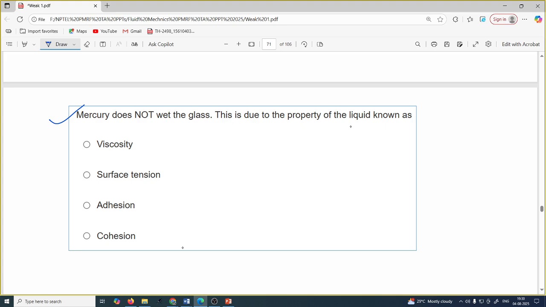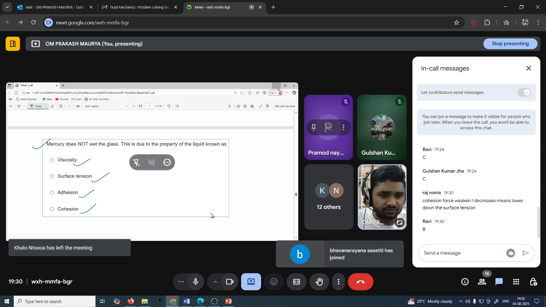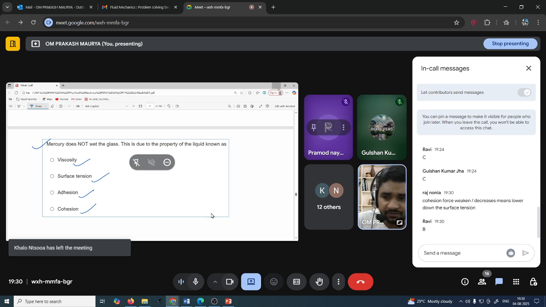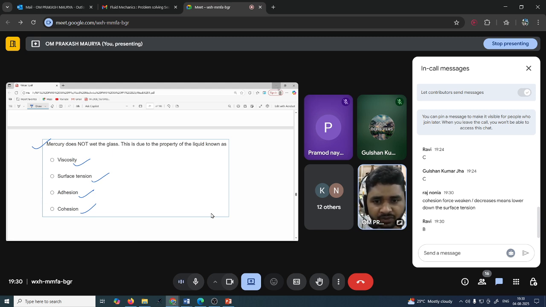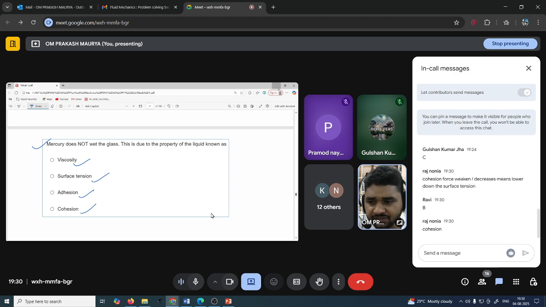The next question: mercury does not wet the glass. This is due to the property of liquid known as viscosity, surface tension, adhesion, or cohesion. This is also an important question, so everyone please try to give your answer.